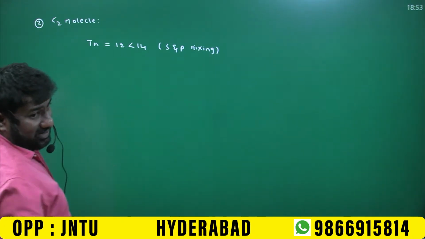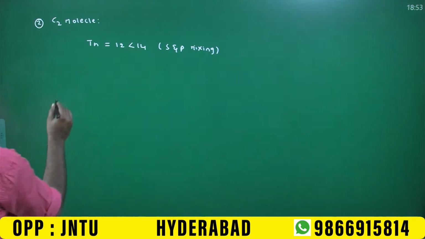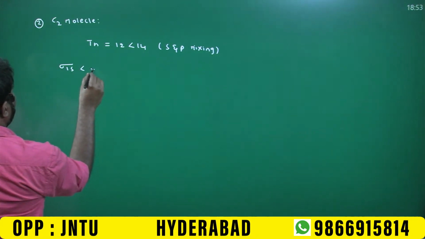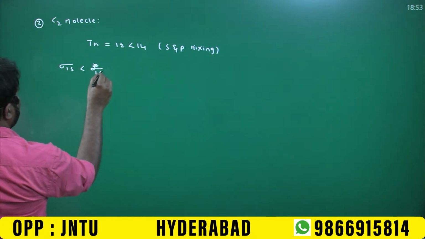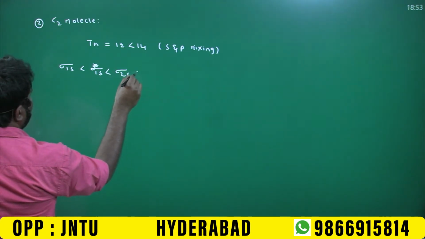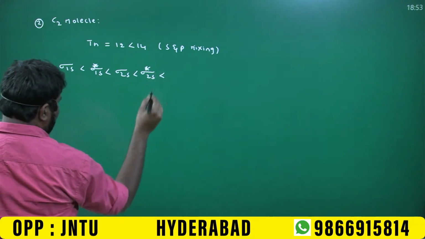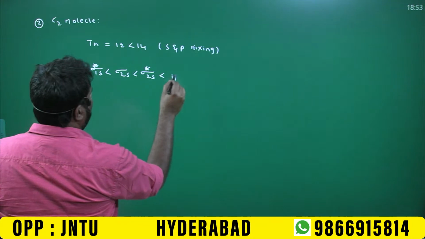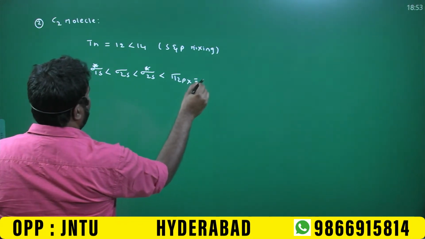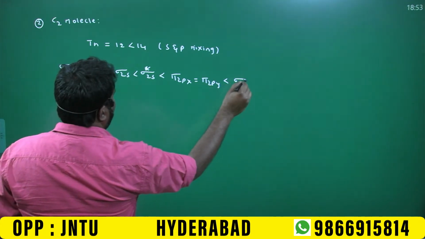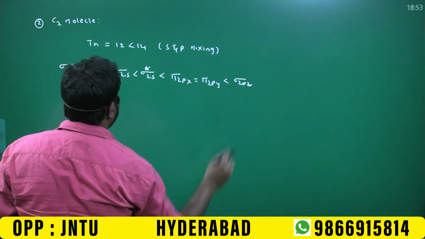S and p mixing means up to 14. So the order is sigma 1s less than sigma star 1s less than sigma 2s less than sigma star 2s less than pi 2px equal to pi 2py less than sigma 2pz.